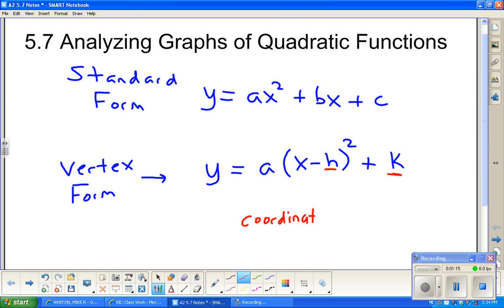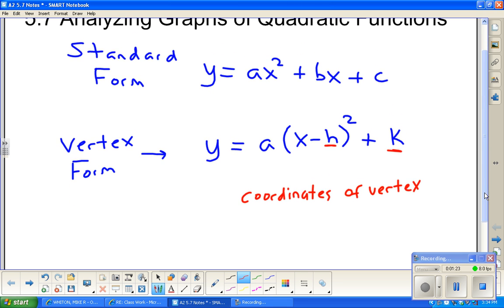So if you were going to graph something, and you wanted a quick idea of what it looks like, and you didn't have a graphing calculator, if something's given to you in vertex form, you'll know that the coordinates of the vertex are going to be those numbers, whatever h is and whatever k is. So you know where the center of the graph is just by looking at the equation. You don't have to do the negative b over 2a thing that we did with standard form earlier. So that's one use.